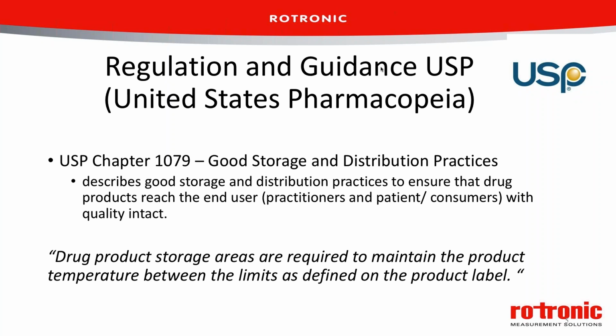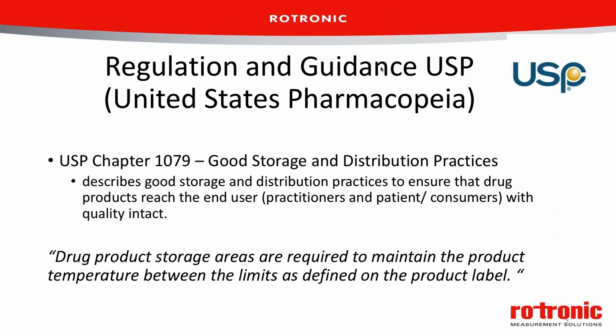Okay, as many of you know, the Pharmacopoeia is a nonprofit organization. It sets the standards that the Food and Drug Administration enforce. And this is enforceable in the US, and in fact, more than 140 countries use these guidelines. The USP Chapter 1079 covers and describes good storage and distribution practices to ensure that drug products reach the end user with quality intact. USP clearly states drug product storage areas are required to maintain the product temperature between the limits as defined on the product label.